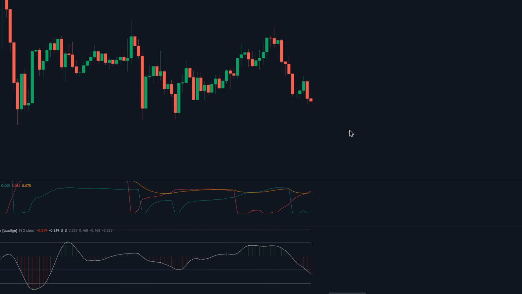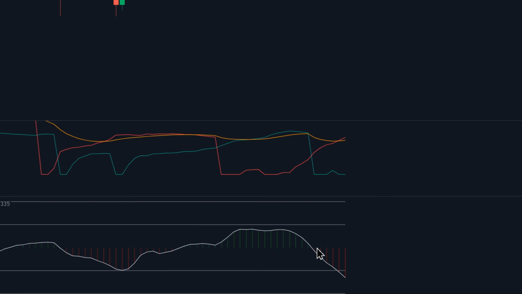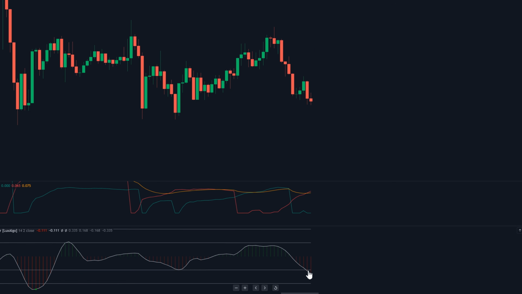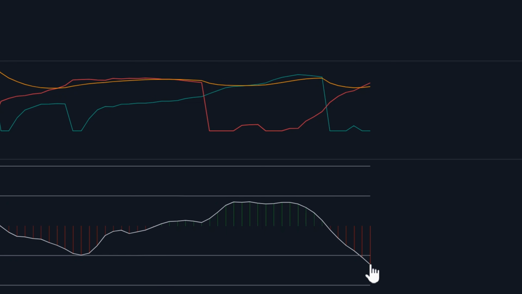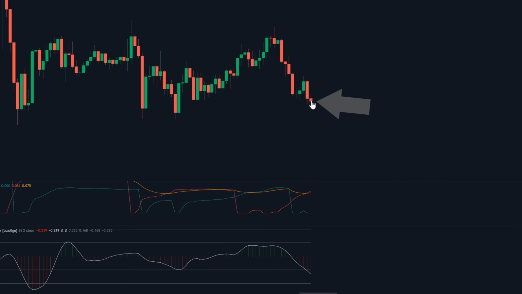And then for our final entry confirmation, we're going to be looking for the first instance where the Hull Butterfly Oscillator, this white line, crosses below the first lower level to indicate that the market is in a strong bearish trend. Now, if we look at this indicator closely, you will notice that this is the first instance of the crossover, which makes this candle our entry candle. So we take a short position.